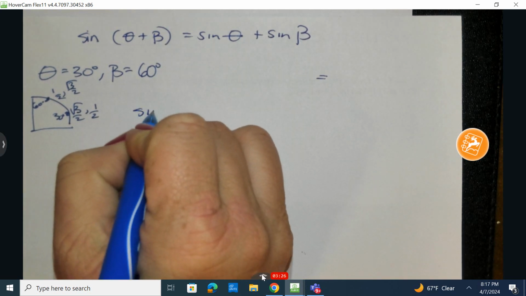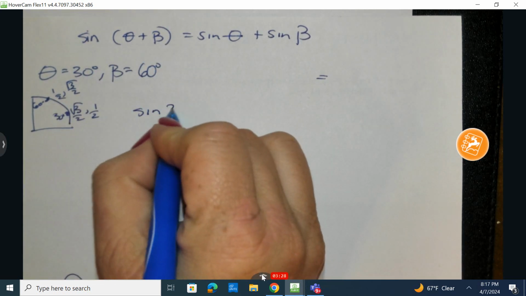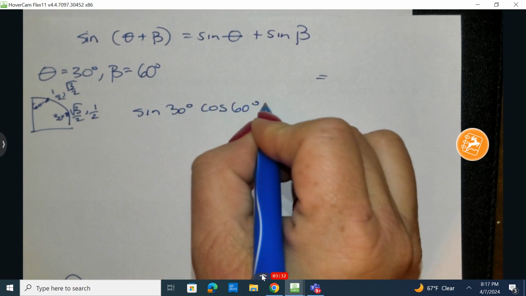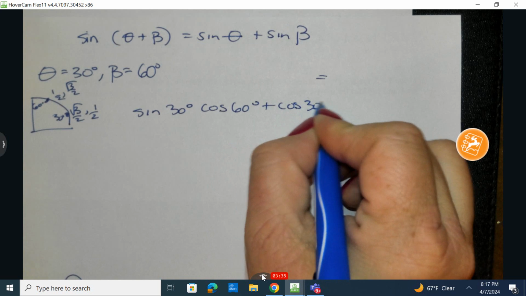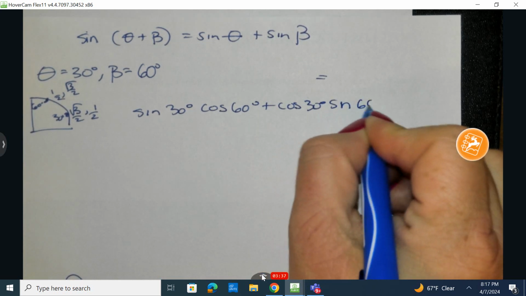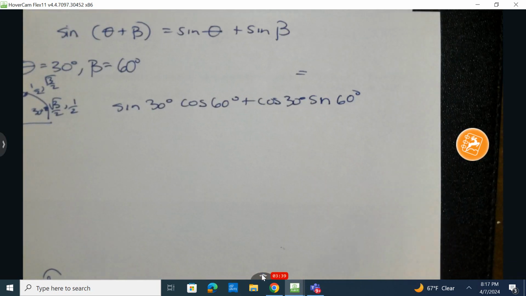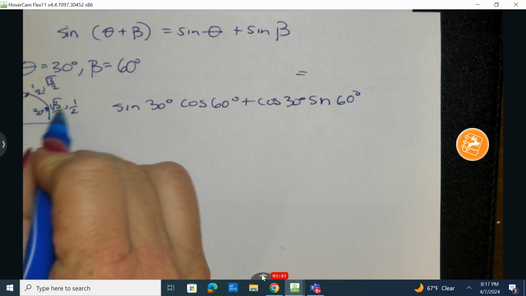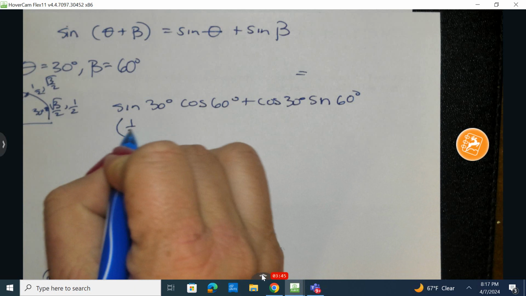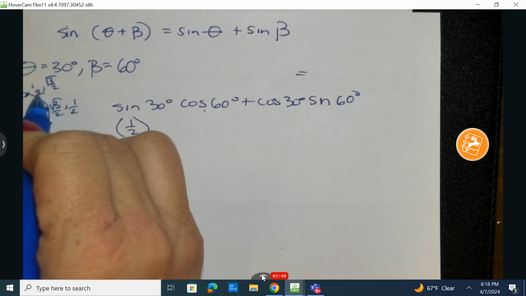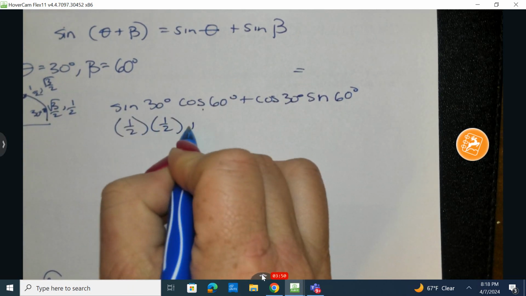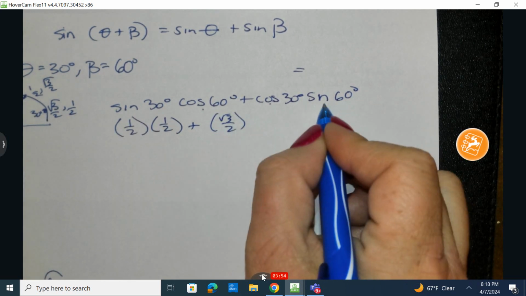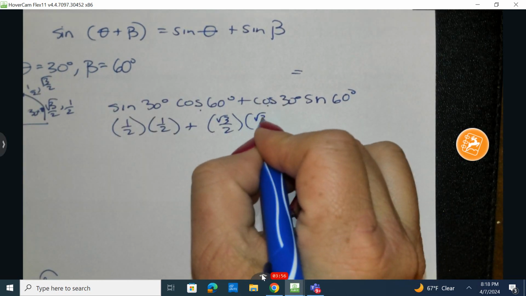So I have the sine of my first one, sine of 30 degrees, times the cosine of 60 degrees, plus the cosine of 30 degrees times the sine of 60 degrees. All right, let's plug this in now. What is the sine of 30? The sine of 30 is 1/2, times the cosine of 60, which is 1/2, plus the cosine of 30, radical 3 over 2, times the sine of 60, radical 3 over 2.